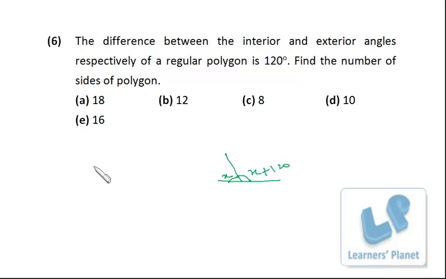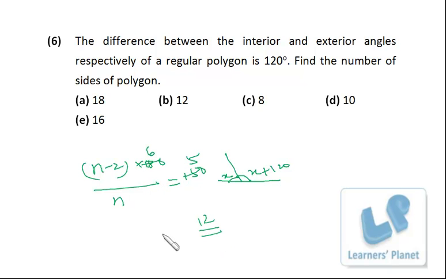Now the sum of angles of an n-sided polygon is (n minus 2) into 180, right? Divide by n, that is the value of one angle, and that is 150 over here. So we have to find the number of sides, that is the value of n. 36 and 35, so it's 12, right? Pretty simple.